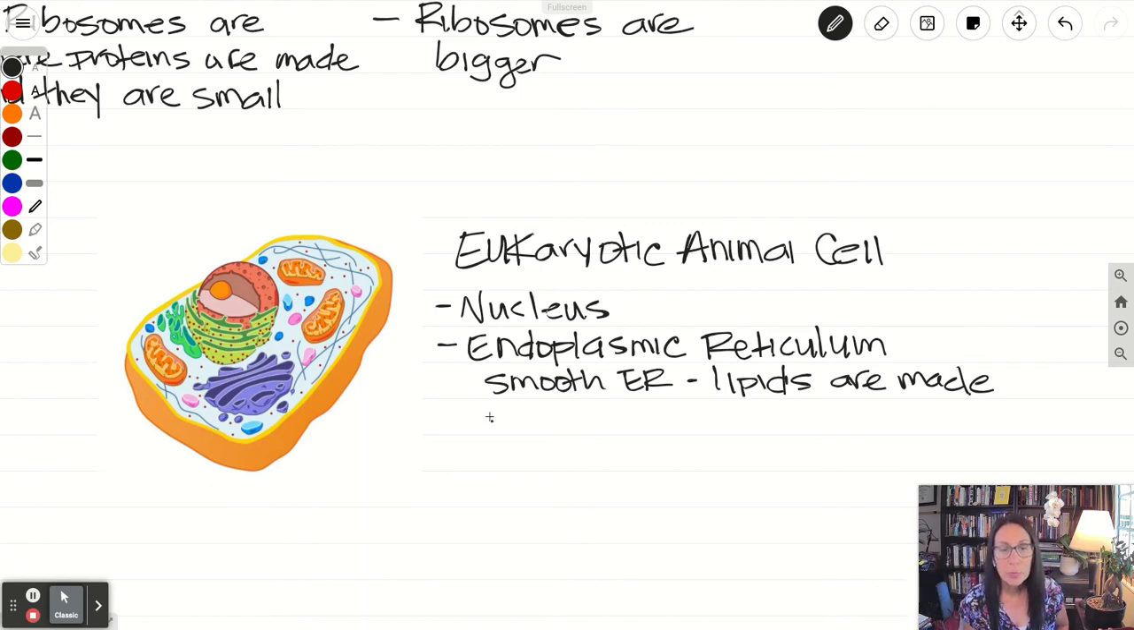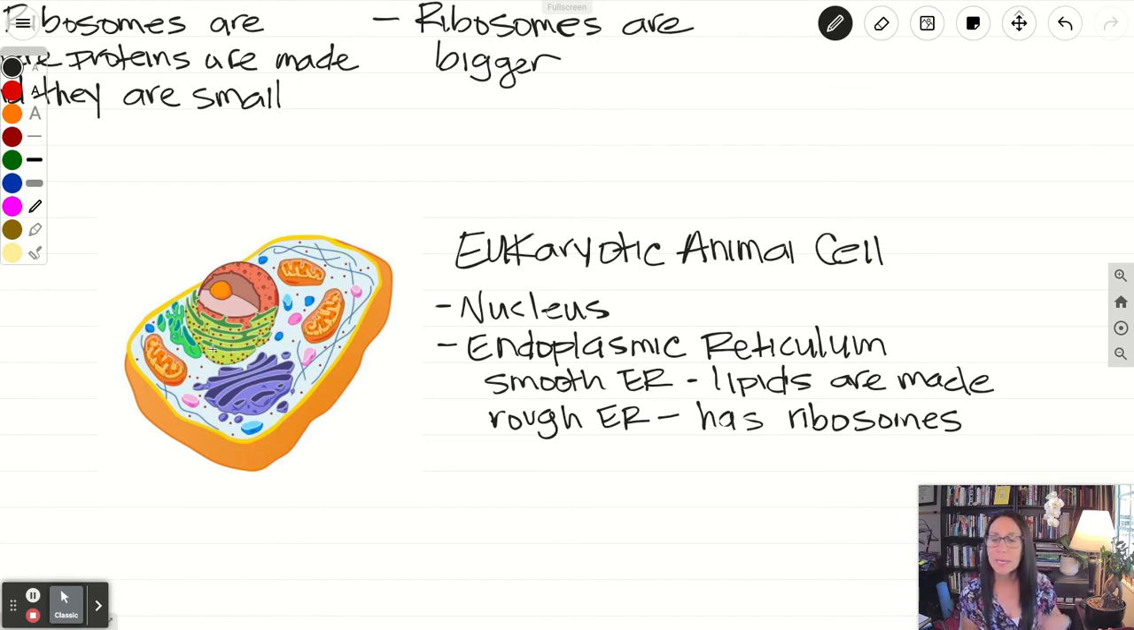Okay, and then we have a rough ER. And the rough ER has these little red dots on it, as you can see, and those are the ribosomes. So rough ER has ribosomes, and those little ribosomes are like little balls, and they make the surface look rough, which is why we call it rough ER. And the ribosomes, like I just said, are where proteins are made.